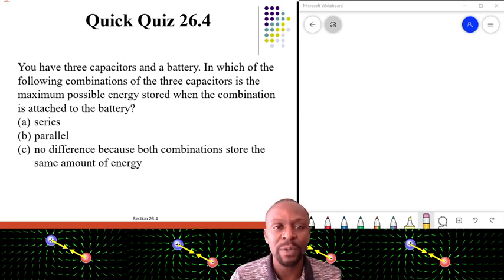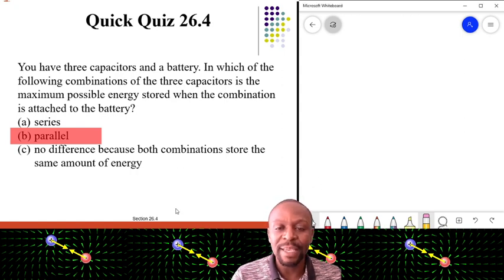Now let us also do the following quick quiz. You have three capacitors and a battery. In which of the following combinations of the three capacitors is the maximum possible energy stored when the combination is attached to the battery? We want more of the energy. Now that must happen when these are connected in parallel. Why will this happen when these are connected in parallel? Because when these are connected in parallel, the total charge increases. Now if the total charge increases, the energy will also increase.